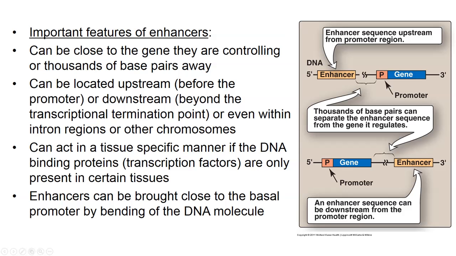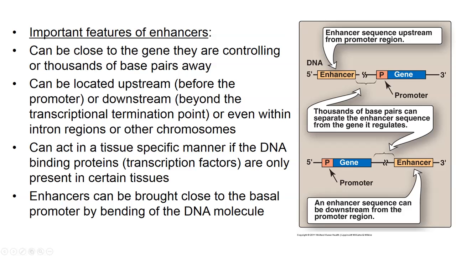They can be close to the gene they're controlling, and that's pretty logical. They can be right near the promoter region, or they could be thousands of base pairs away. Now, that's weird. Why would they be thousands of base pairs away? There's a lot of weird things in the human genome and eukaryotic genomes in general. They tend to be enormous for some weird reason. And so these enhancer regions aren't necessarily right in what we would normally consider that promoter region. They could be thousands of base pairs away.